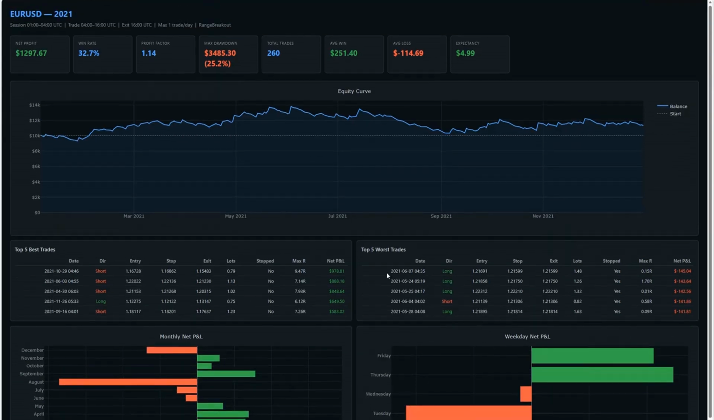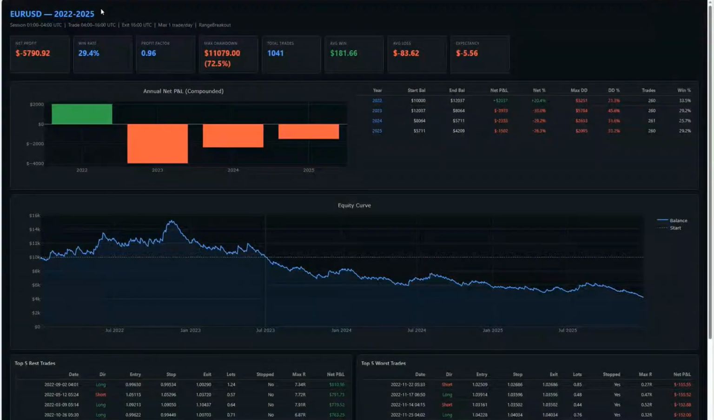Now here comes the interesting part. Let's take the same 1 to 4 window and run it across 2022 to 2025, completely out of sample. Here are the results for EURUSD year 2022 to 2025. The result is negative. Win rate drops to 29.4%. The profit factor is 0.96, and the equity curve falls apart after a strong start in 2022. The drawdown is significant. Verdict on EURUSD: this strategy does not hold up.